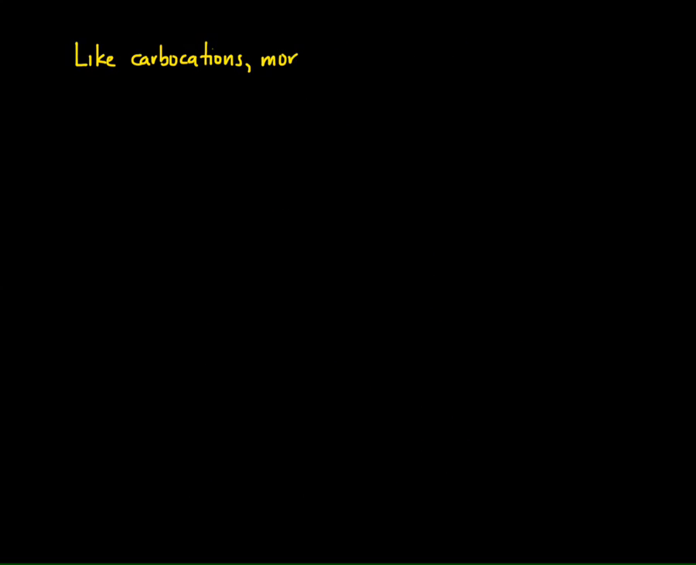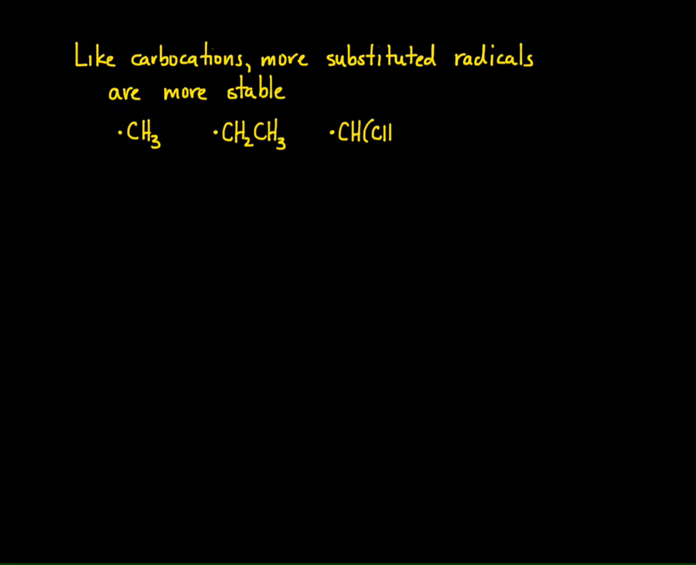Now, in terms of radical stability, we see that, like carbocations, the more substituted a radical is, the more stable it becomes. And we can see this by looking at methyl radical versus ethyl radical versus an isopropyl radical versus a tert-butyl radical. So here I have four radicals. I have a methyl radical versus a primary versus a secondary versus a tertiary with the tert-butyl radical.